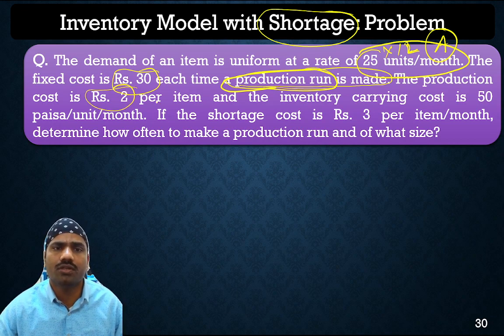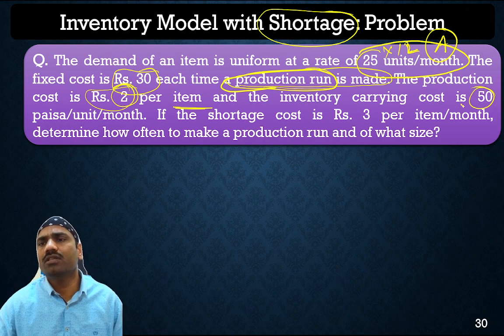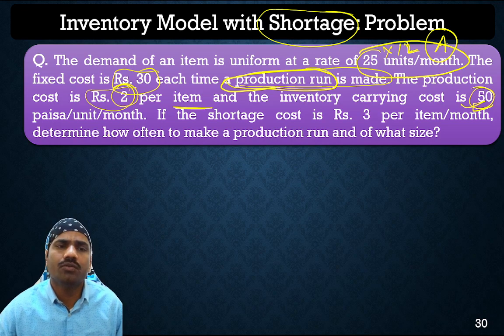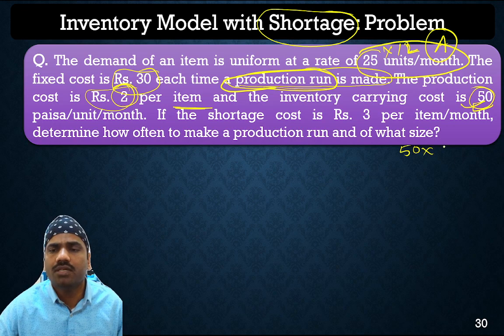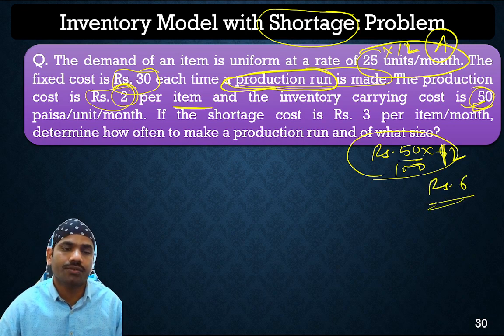This is the unit cost per item, so this is the production cost C. And the inventory carrying cost CI is 50 paisa per unit per month. So we'll convert this CI into per year by multiplying by 12. If you convert into rupees, you have to divide by 100, so 0.5 into 12 will give you 6 rupees. So 6 rupees is the inventory carrying cost.